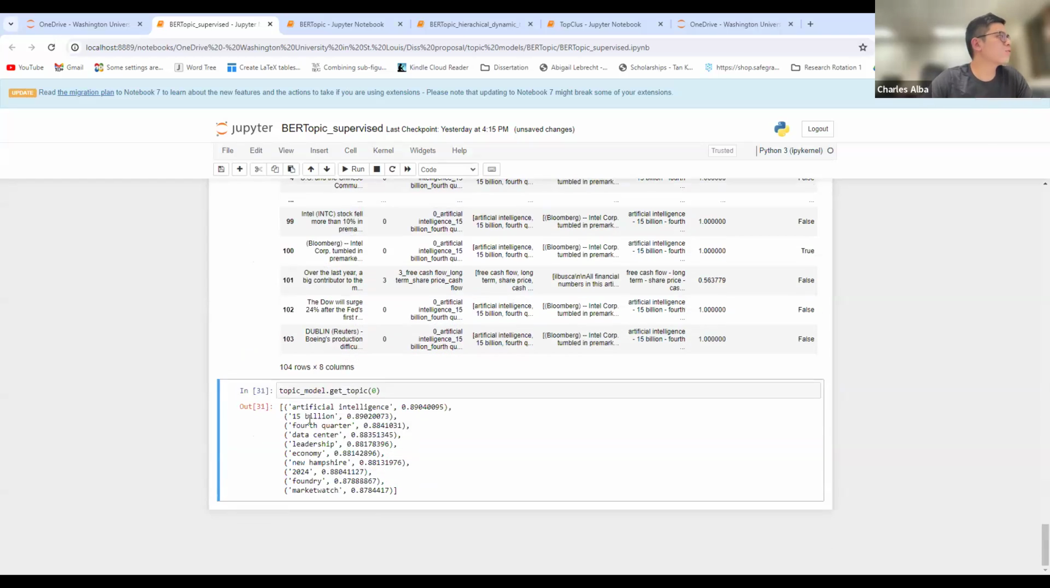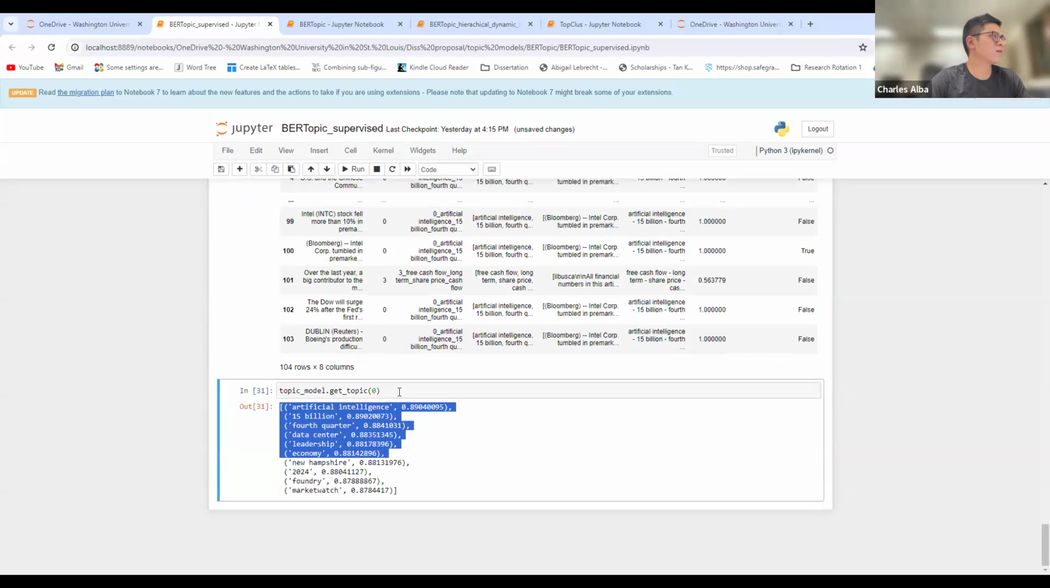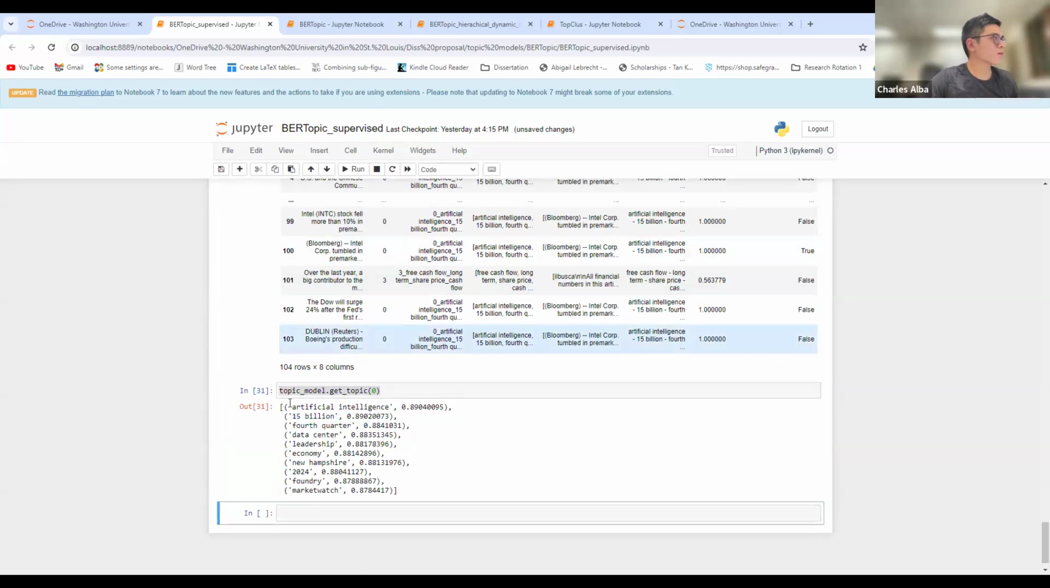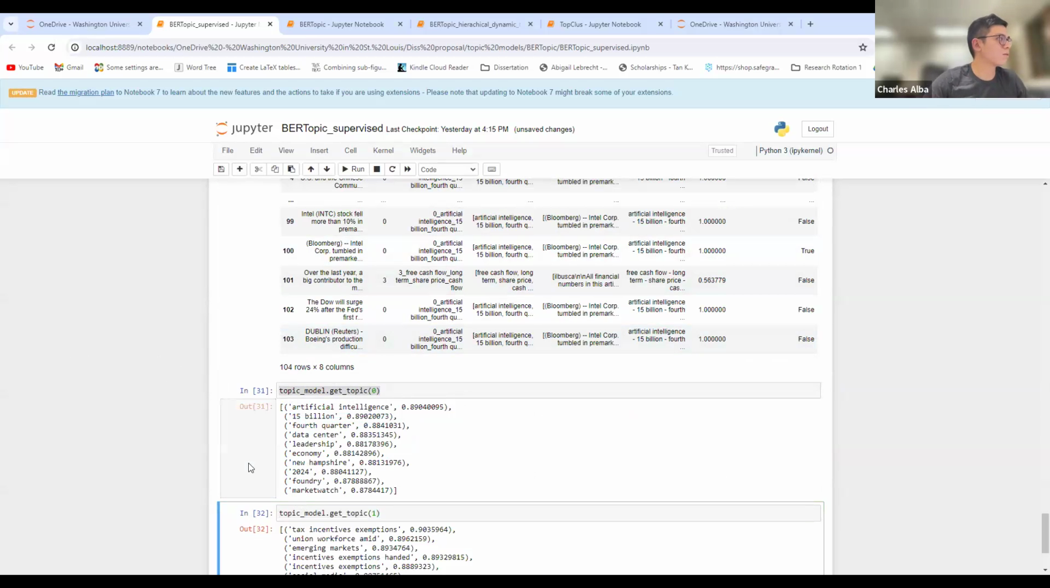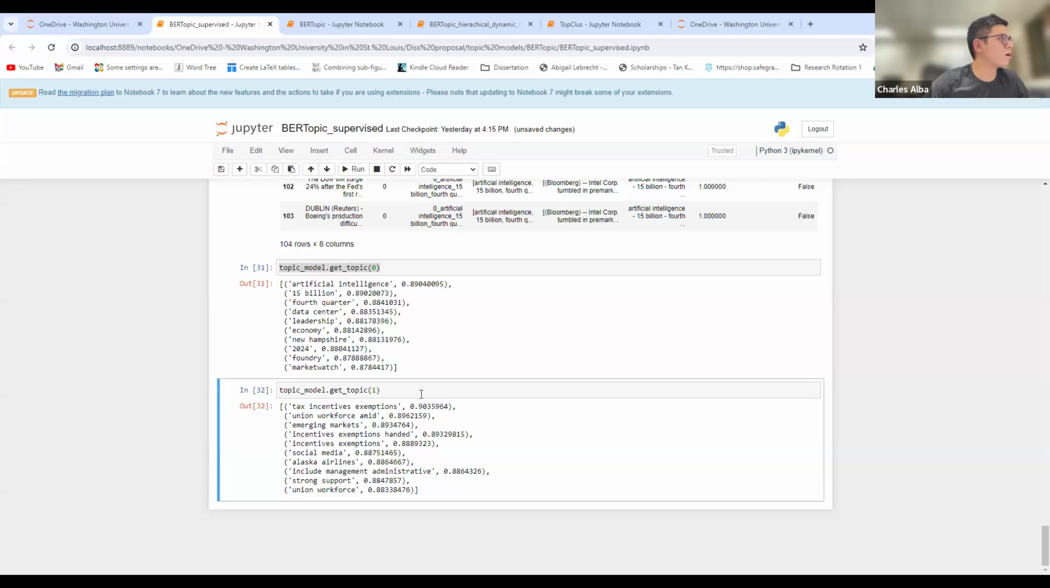Okay, great. Artificial intelligence, 15 billion, fourth quarter, data center, dealership, economy. Okay, this from here is rubbish already, but you can kind of see it's something about artificial intelligence, great fourth quarter earnings. It's the future economy, right? The next one, I guess it's okay. Yeah, it probably got mixed up.